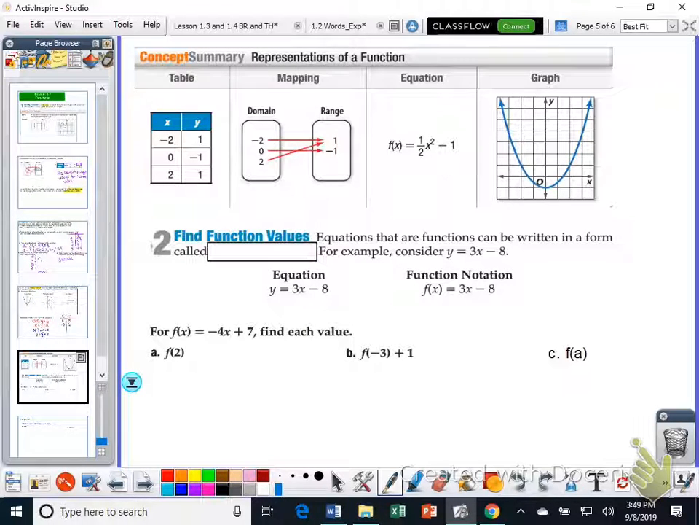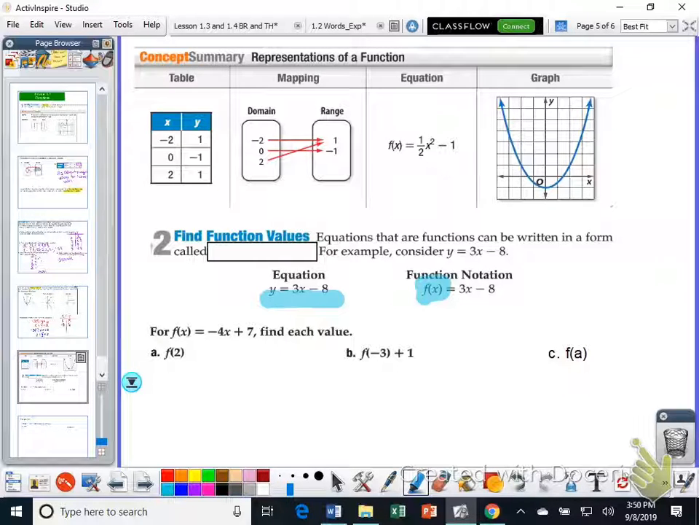Step 2, find function values. So now that we know what functions are, what we want to do is basically solve them. The biggest thing here is knowing that we normally write it like y equals. Here we're just replacing the y with f of x. It's just notation. Please do not get confused with it. It's just taking the place of y. That's all it is doing, nothing else. It is just a representation of y.